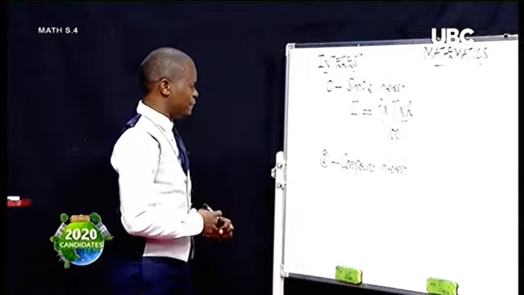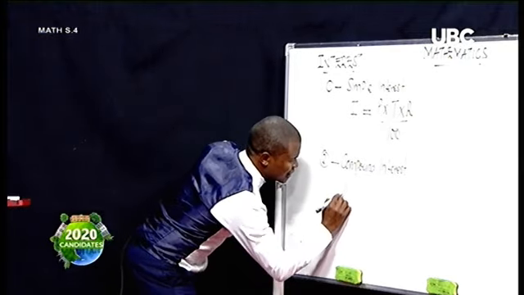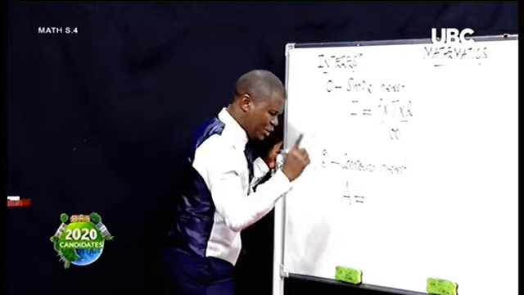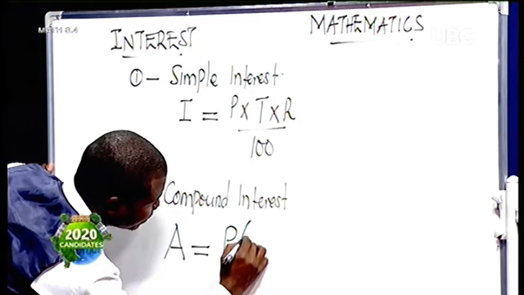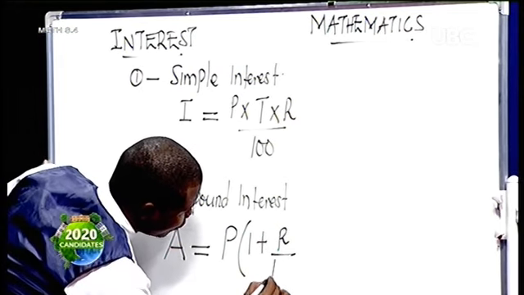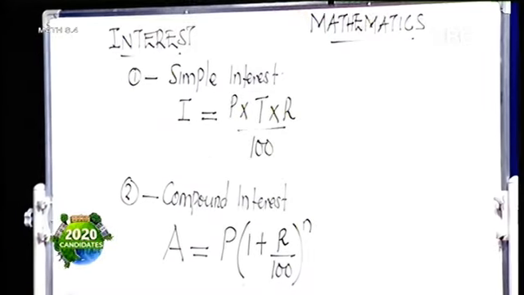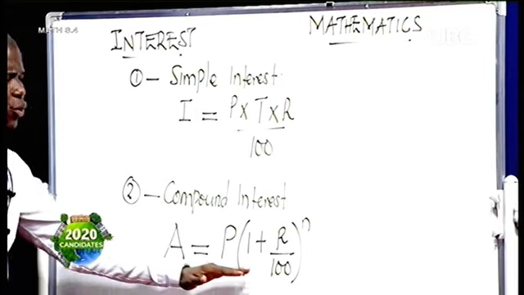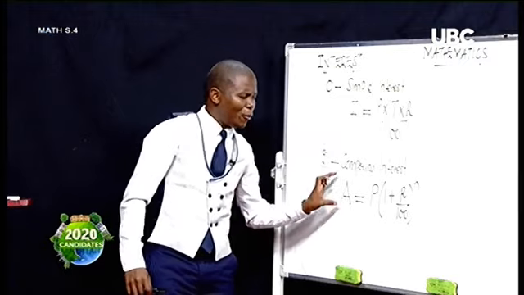What do we do therefore? We say compound interest will say that the amount of money at the end of a given time, let me call it small n, is equal to the principal into 1 plus the rate over 100 to the power of the number of years.